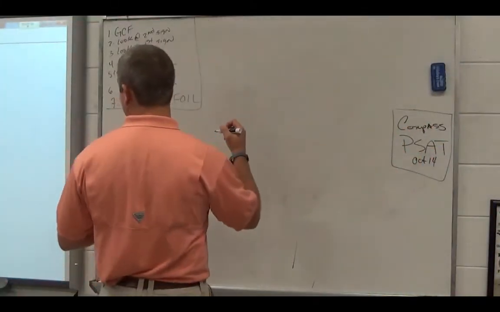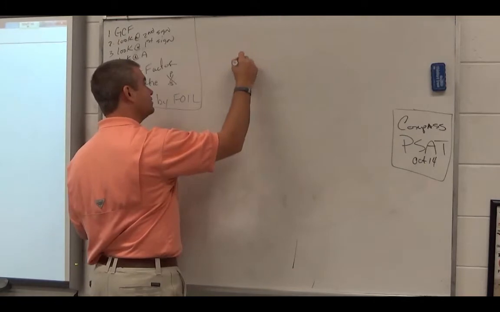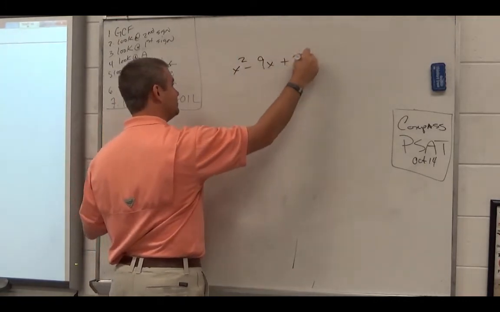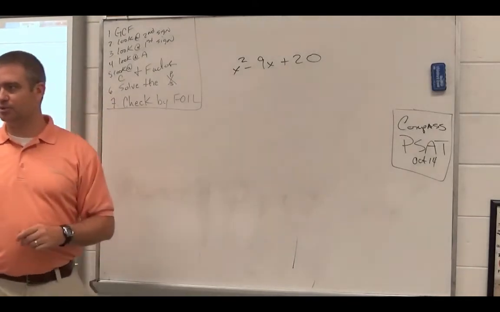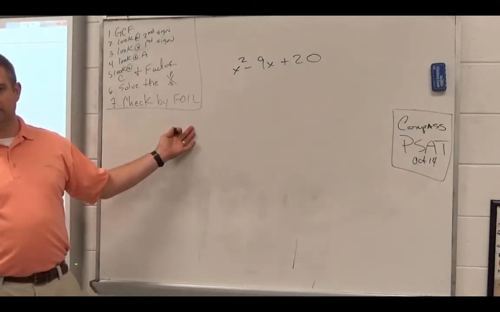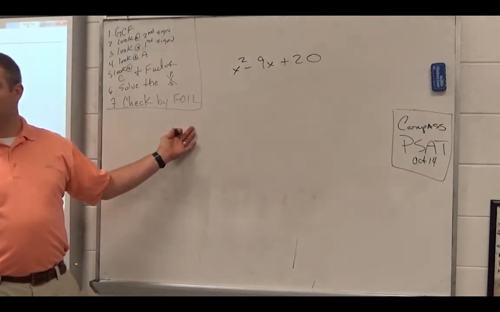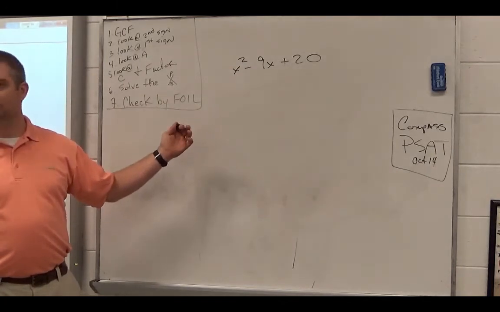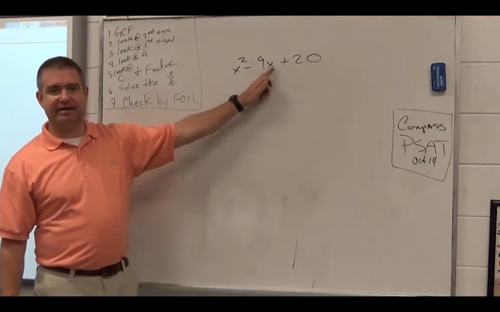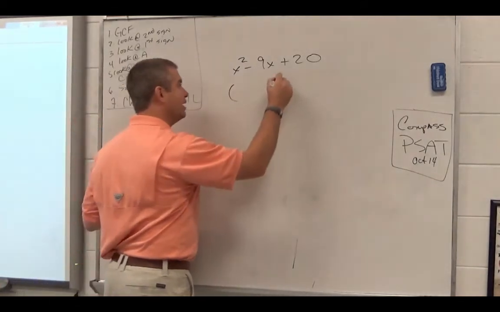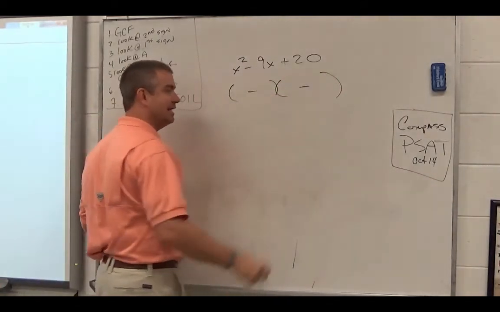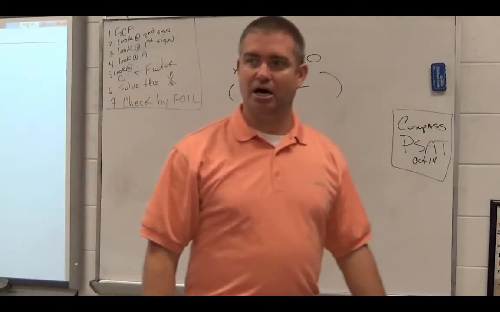All right, so here's your first example. We'll do that one right there. X squared minus 9x plus 20. So we now understand how to do the symbols. What are the two symbols on this? Why are they both negative? Because that's positive and that's negative. They have to both be negative. So I do my parentheses and I immediately throw two negatives in there 100% of the time.